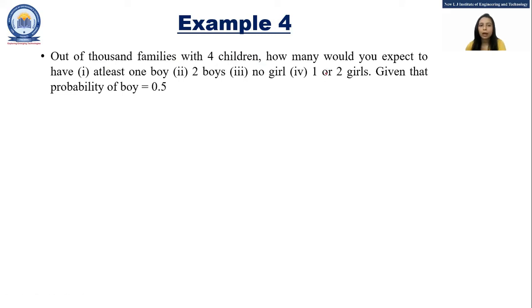Now moving to the next example, it is given that out of 1000 families with 4 children, how many would you expect to have, first, at least one boy, second, 2 boys, third, no girls, fourth, 1 or 2 girls, given that the probability of a boy is 0.5.